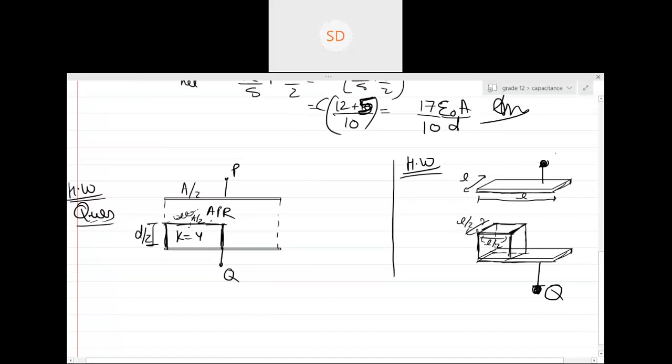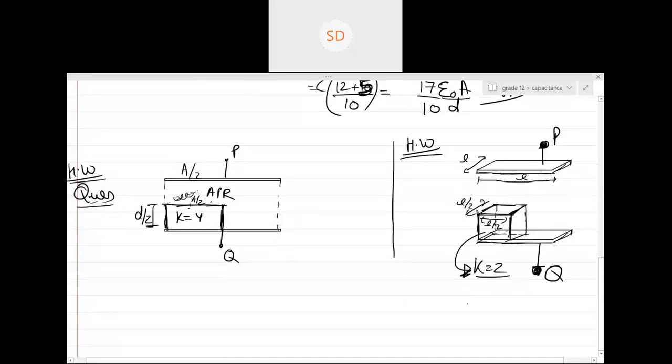I can extend this question in 3D as well. Can you see a square plate? What is the area of this square plate? L square. I have just placed a cube of dielectric with dielectric constant 2, and this cube is placed at one of the vertices. If this is a square plate, then this dielectric will be only in this much part, if you look from the top.